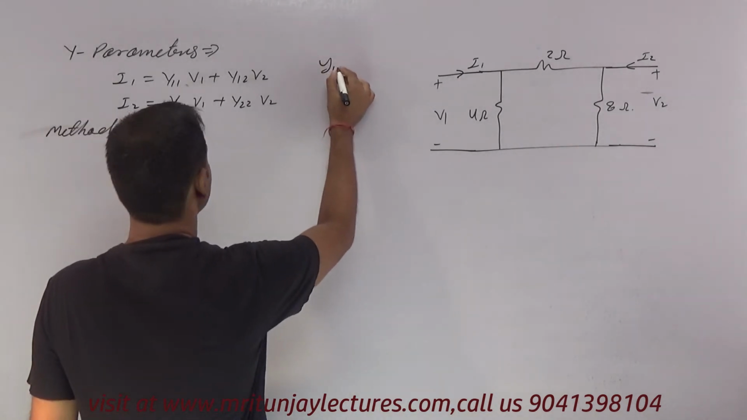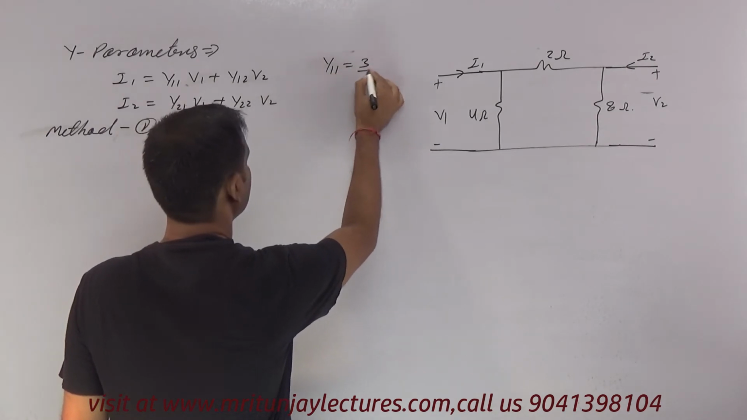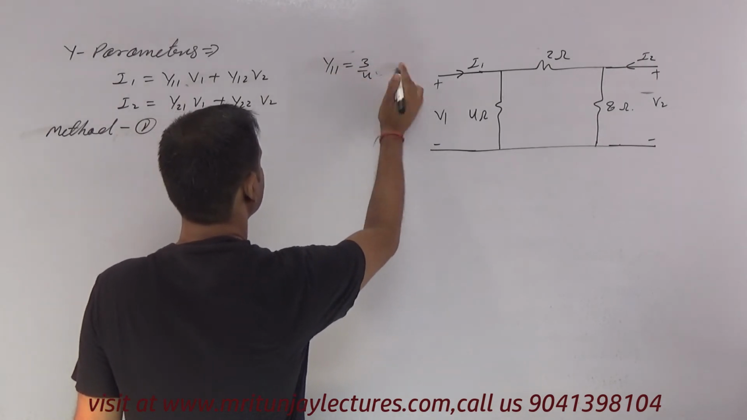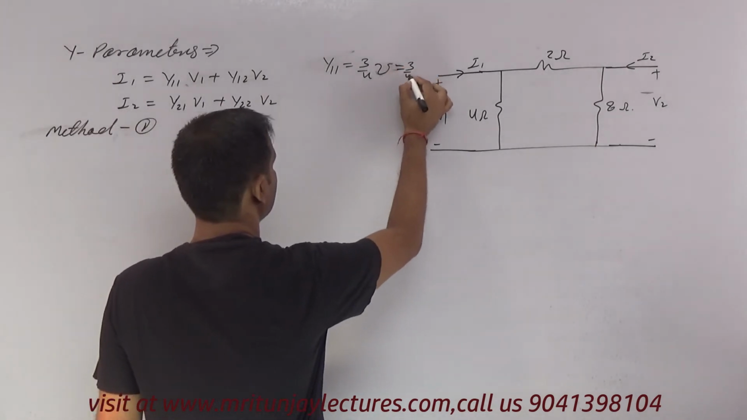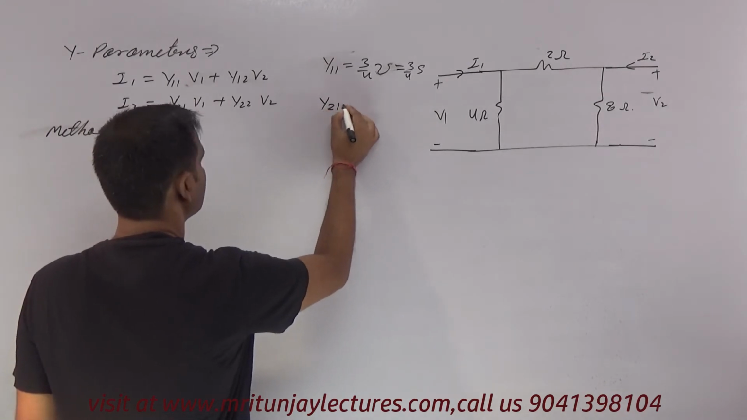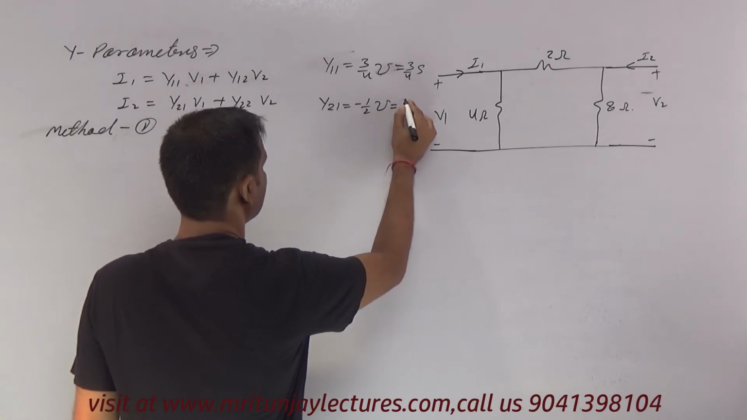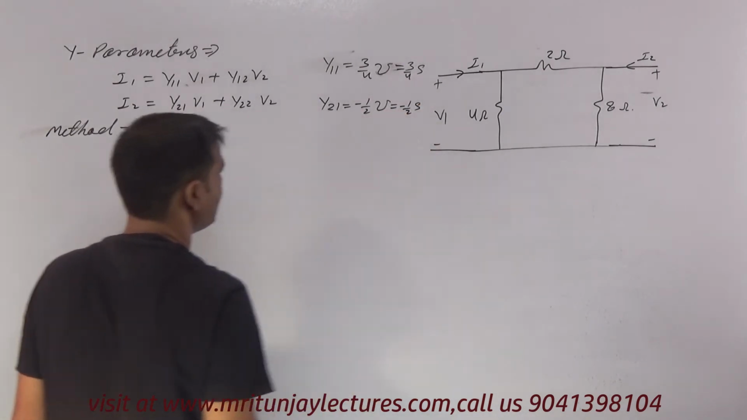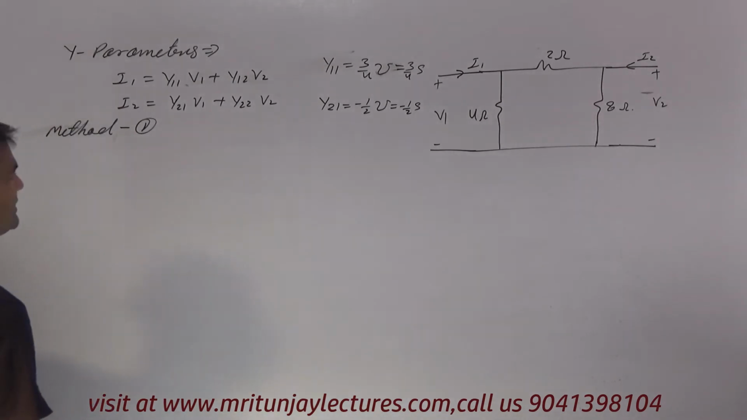We got Y11, that is 3 by 4 ohm inverse, or you can represent it like this, 3 by 4 S, and Y21, that is minus 1 by 2 ohm inverse, or you can say minus half of S, like this one. Okay, clear or not?